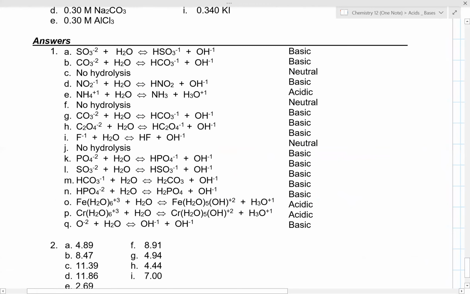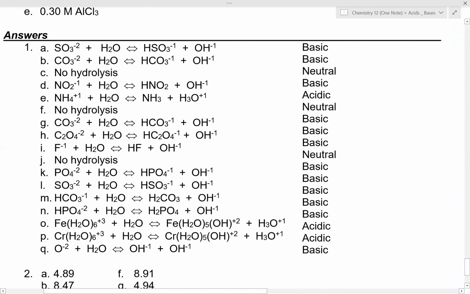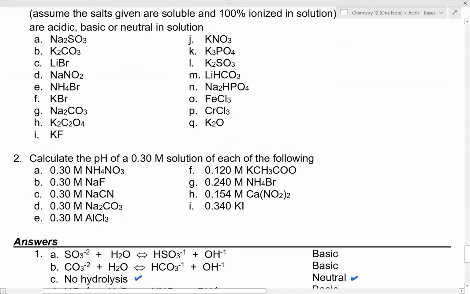You notice for 1B, we get a basic solution. Now, you will notice the answers to 1C. Notice if there's no hydrolysis, it is neutral. Okay? Should make sense. If the ions do not react with water, the solution should stay neutral. Okay? Now, let's do another one.